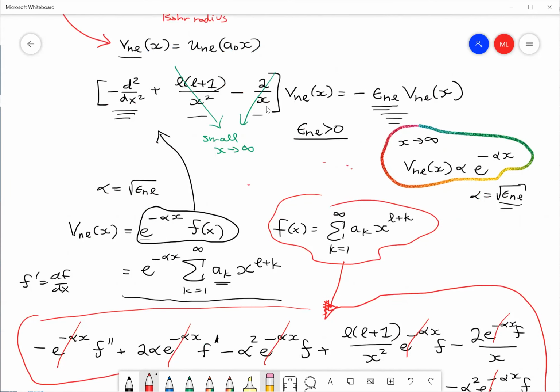This trick is quite general. It can let you solve all kinds of things, not just the Coulomb potential, but you'll see on the homework other stuff too.